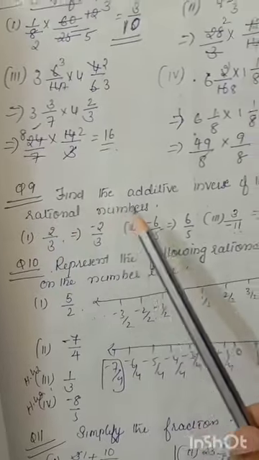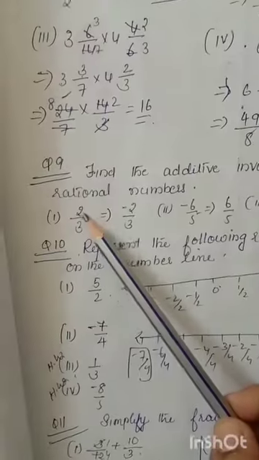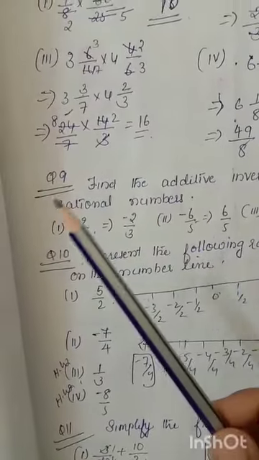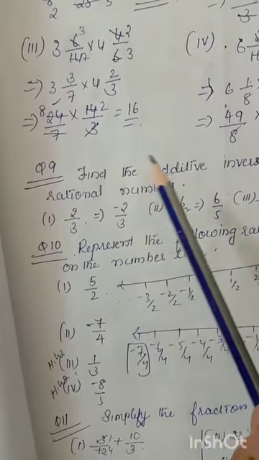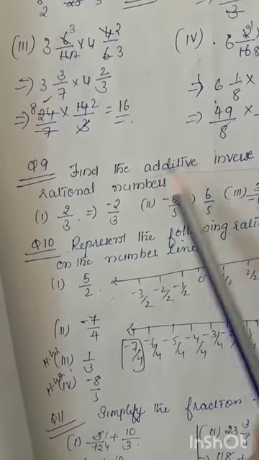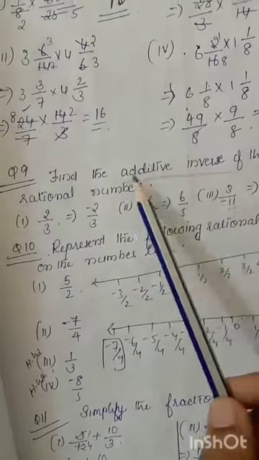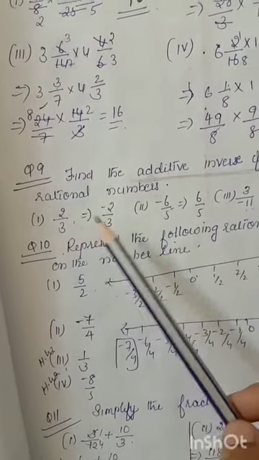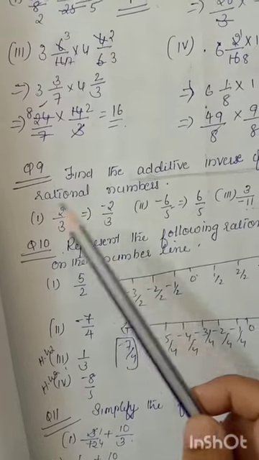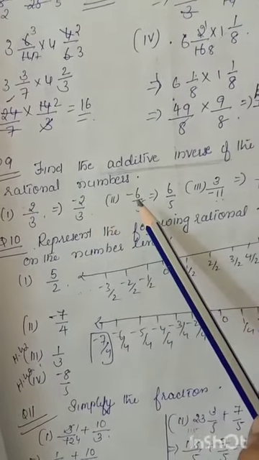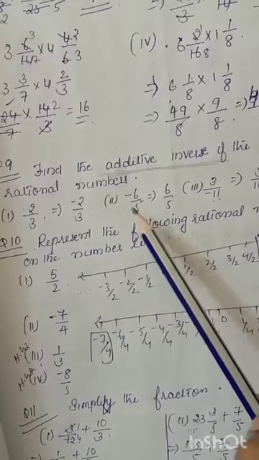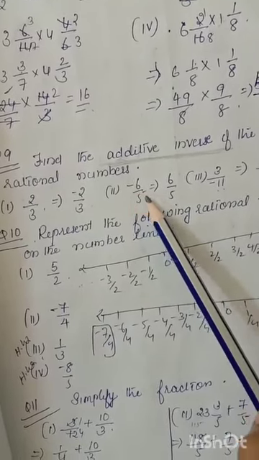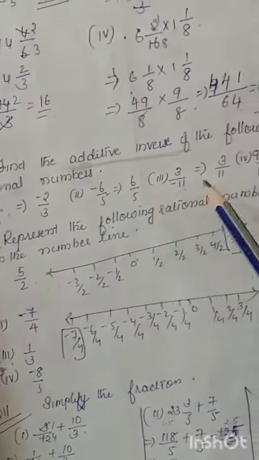Question number 9. Find the additive inverse of the following rational number. When I taught properties of rational numbers, that time I explained what is additive inverse. Additive inverse means you change the sign of the number. 2 by 3, additive inverse is minus 2 by 3. Minus 6 by 5, additive inverse of minus 6 by 5 will come plus 6 by 5.